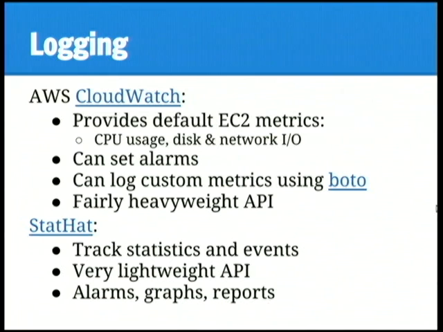Logging very quickly, Amazon Web Services CloudWatch. It's a sort of EC2 subservice. It's most useful if you're using EC2 itself because it provides default metrics, for example, CPU usage, disk and IO. So if your machine goes down, you can set up an alarm to email you or whatever. I use this for logging custom metrics using the Boto library, which is essentially an Amazon Web Services library for Python. But a disadvantage is the API is fairly heavyweight.